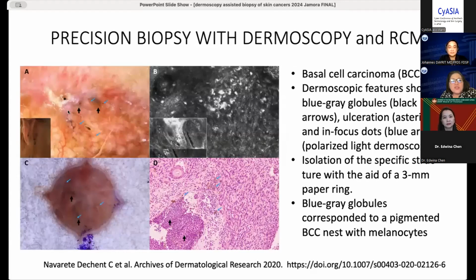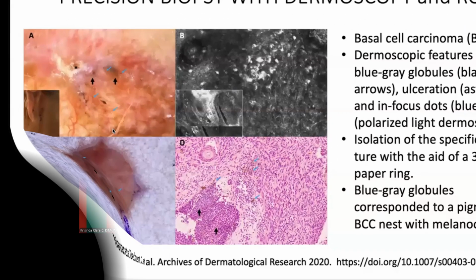So let's take a look at this one. This patient has a lesion behind the ear. Dermoscopy shows these dark blue-gray ovoid nests here, some micro-ulceration areas here, okay? And then some globules here and here, as well as telangiectasia here, for this basal cell.